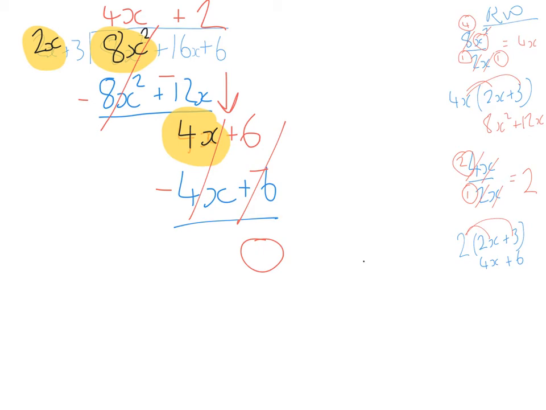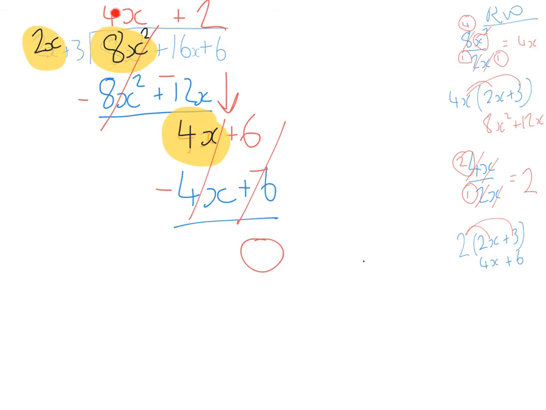So 8x squared plus 16x plus 6 divided by 2x plus 3. We start off by choosing the highest power of x inside the bus stop and the highest power of x outside the bus stop. And we want to do 8x squared divided by 2x. So I worked it out over here. 8x squared divided by 2x is 4x. I then take that 4x and I put it on the top of my bus stop. That's the first part of my answer.